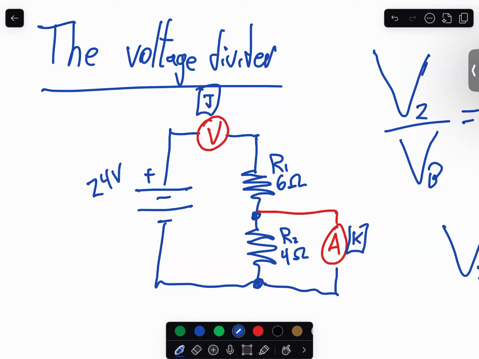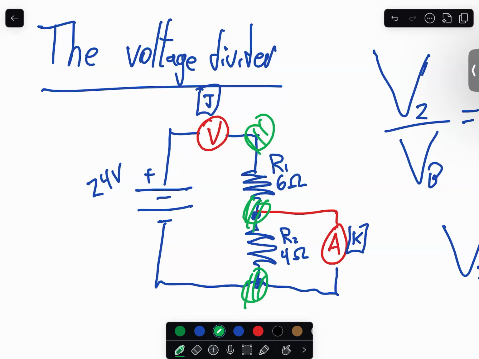So are you telling me that the voltage at this point is the same as the voltage at this point? Correct? If there is no current through a resistor, it loses no voltage. If there is current through a resistor, V equals I times R. But if I is 0, V does not change. All right, so if this point and this point have the same voltage, what about this point? Well, 0, right?